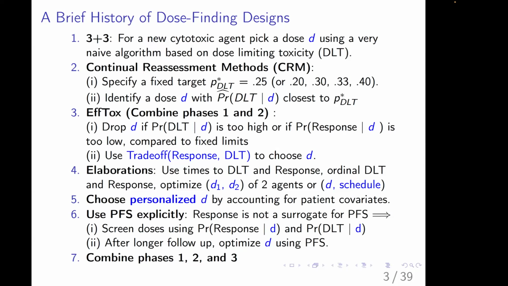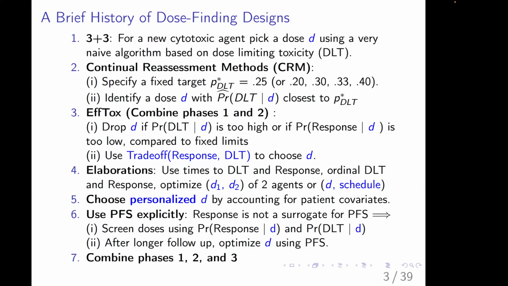Then EffTox came along and we said, well, let's combine phases 1 and 2. So you drop a dose if its probability of toxicity is too high, or if its probability of response is too low compared to fixed limits that you specify or the doctor specifies. And you use a trade-off between response and toxicity to choose the dose. There are tons of elaborations of this. You can use times to toxicity and response, ordinal outcomes, optimize the dose pair, optimize dose and schedule, and on and on. And then the big step is to choose personalized doses.